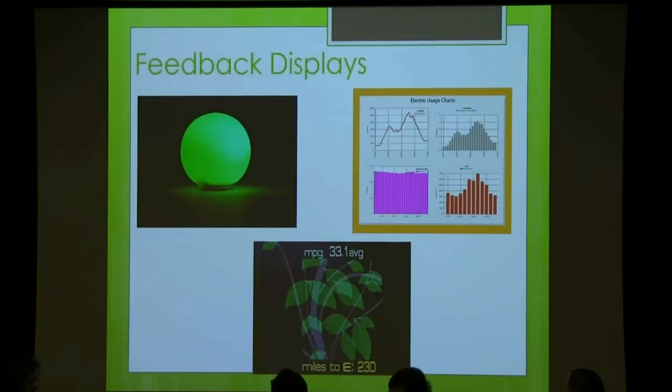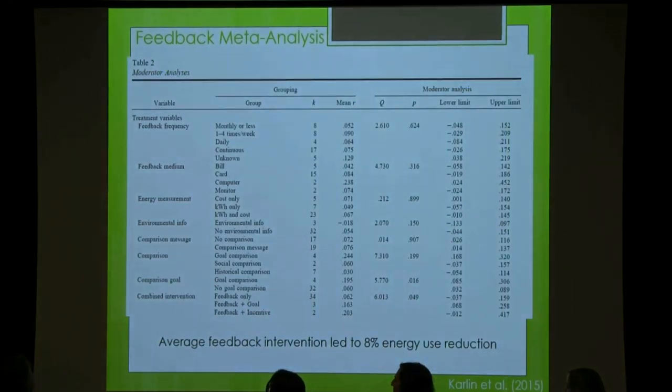Another very common approach is using feedback. This image in the top left was actually a product that was being designed that would glow different colors in your household to give you feedback on how much energy you're using. I'm not sure it actually ever made it to market, but it's an interesting idea. Top right is energy use, kind of you might see on your bill according to month or week. And then the bottom one is feedback on your driving, actually. So telling you whether or not you're doing kind of an efficient job of driving.